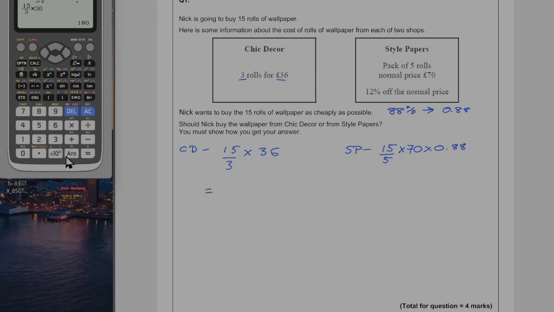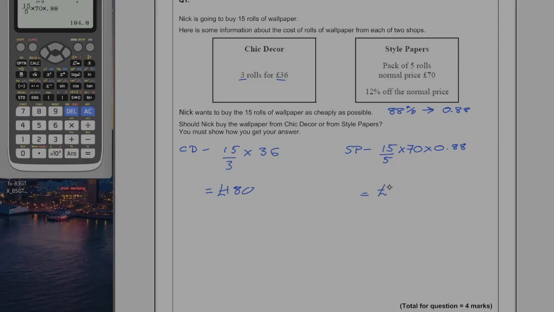So the first price is going to be £180, and then the second price is going to be 15 divided by 5 times by 70, times by 0.88. And that's going to give me £184 and 80 pence. So this one is cheaper.